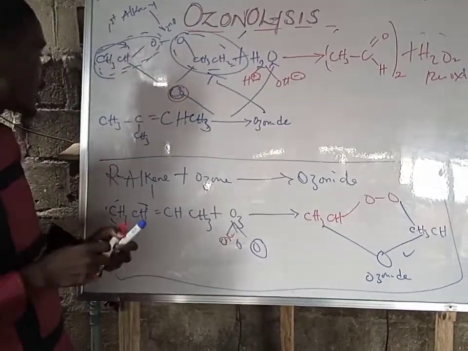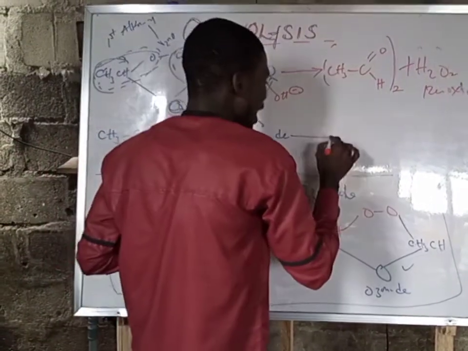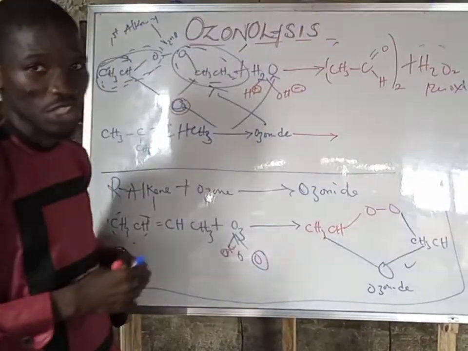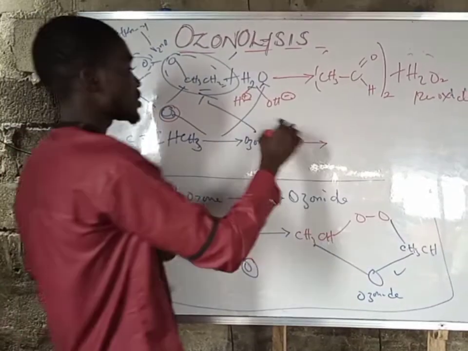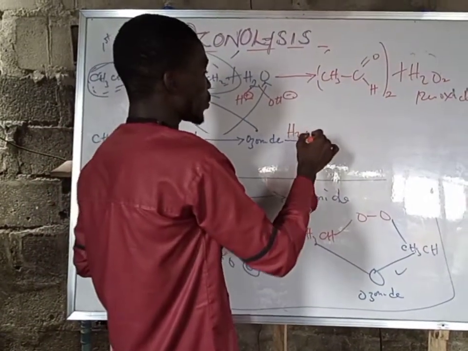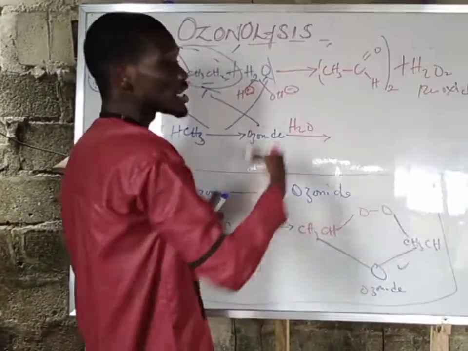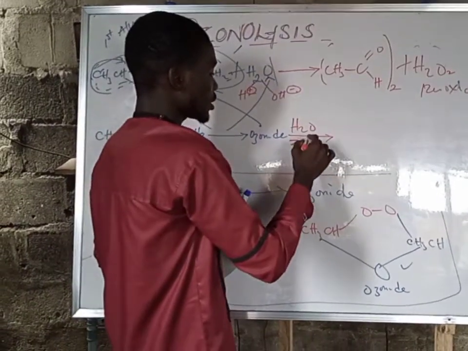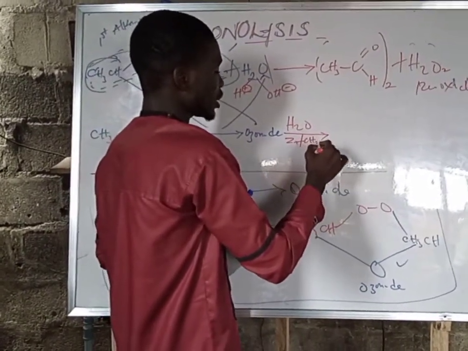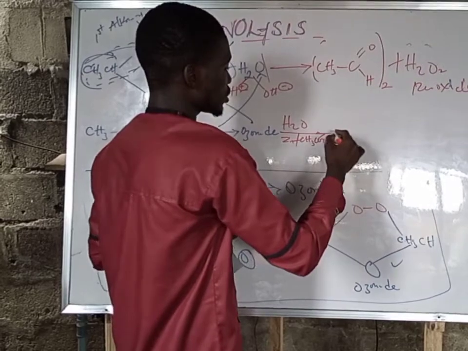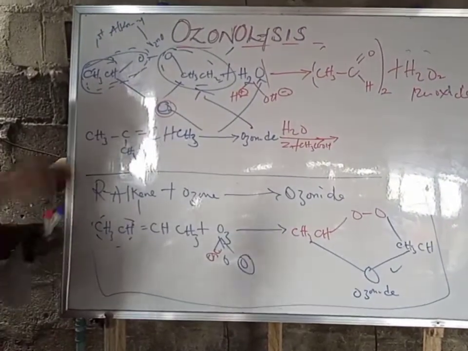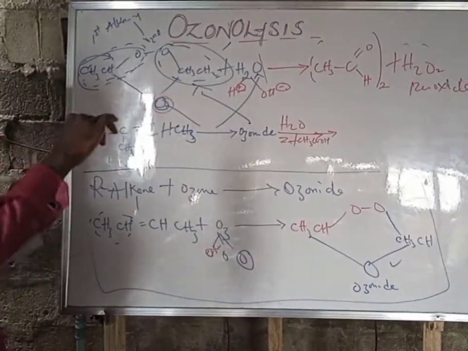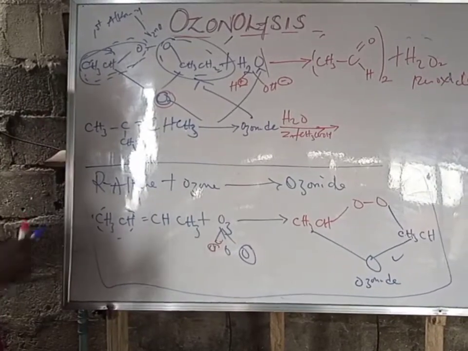Are you with me now? So, now let's introduce our reducing agents. Now, we have the zinc. Sorry, the first thing I'm going to have here is water, because we make use of water here. Then next we have zinc plus CH3COOH. So now, don't forget that our end product must give us a ketone and an aldehyde.